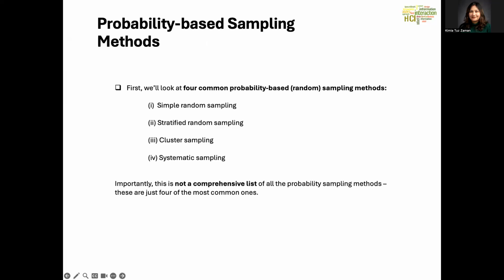Now, here are four common probability based sampling methods. We will talk about simple random sampling, stratified random sampling, cluster sampling, and systematic sampling. Our goal is to pick the design that best balances precision, cost, and field logistics according to the specified project.